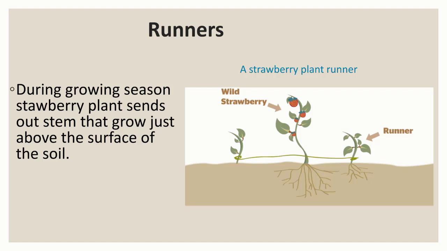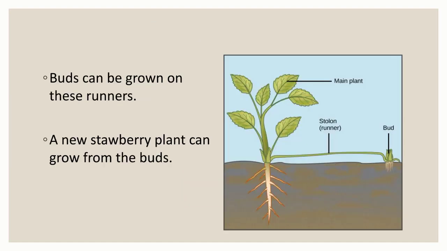Runners. Some plants like the strawberry plant will send out stems that grow just above the surface of the soil. Buds form at intervals along these runners and a new strawberry plant can grow from the bud.